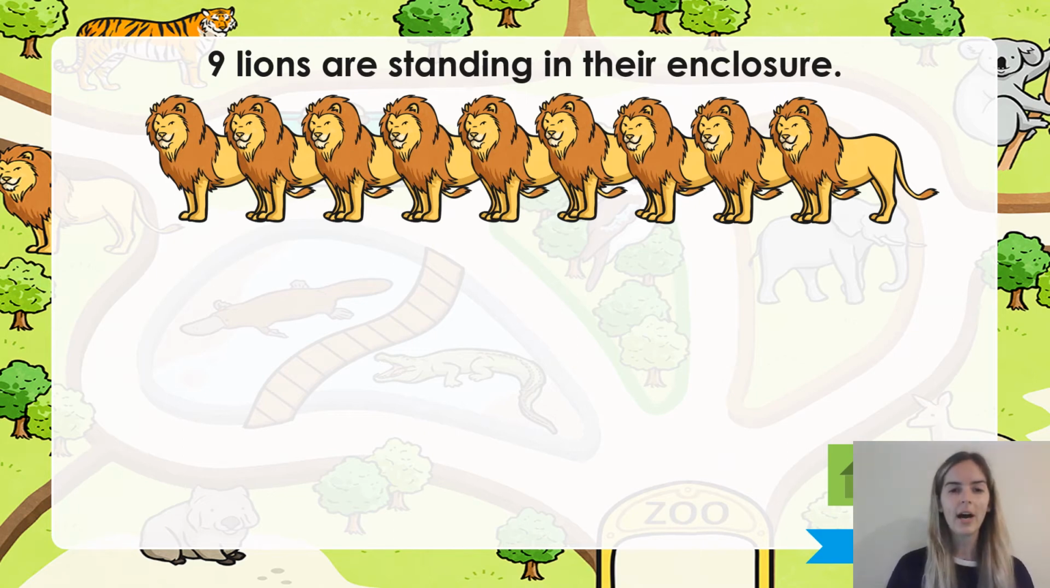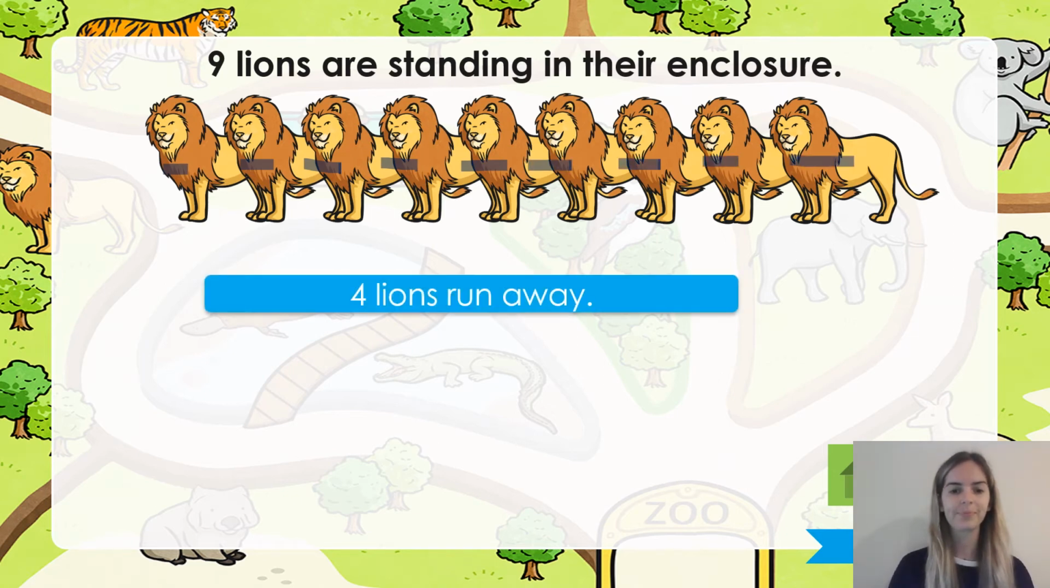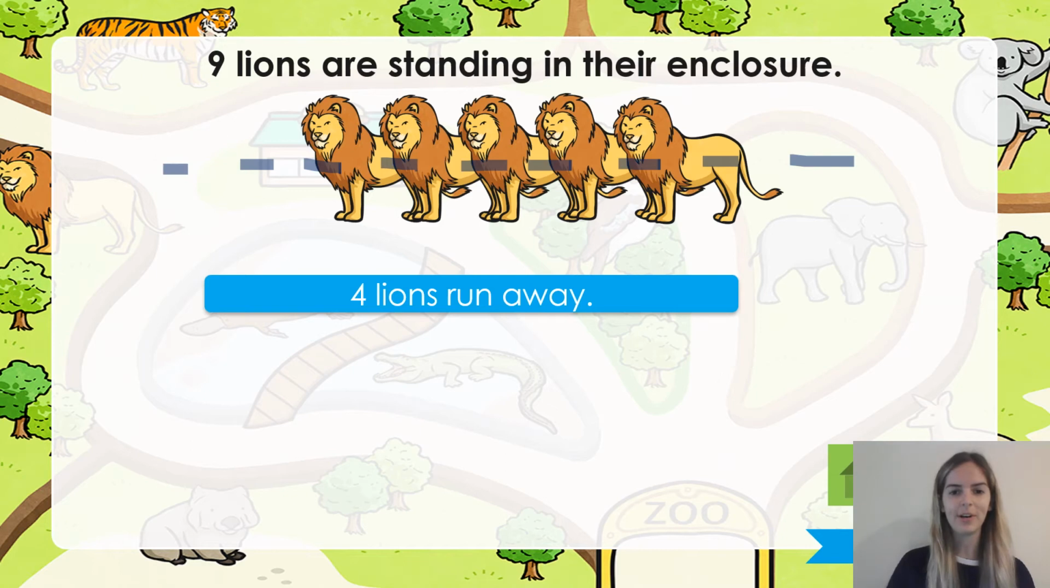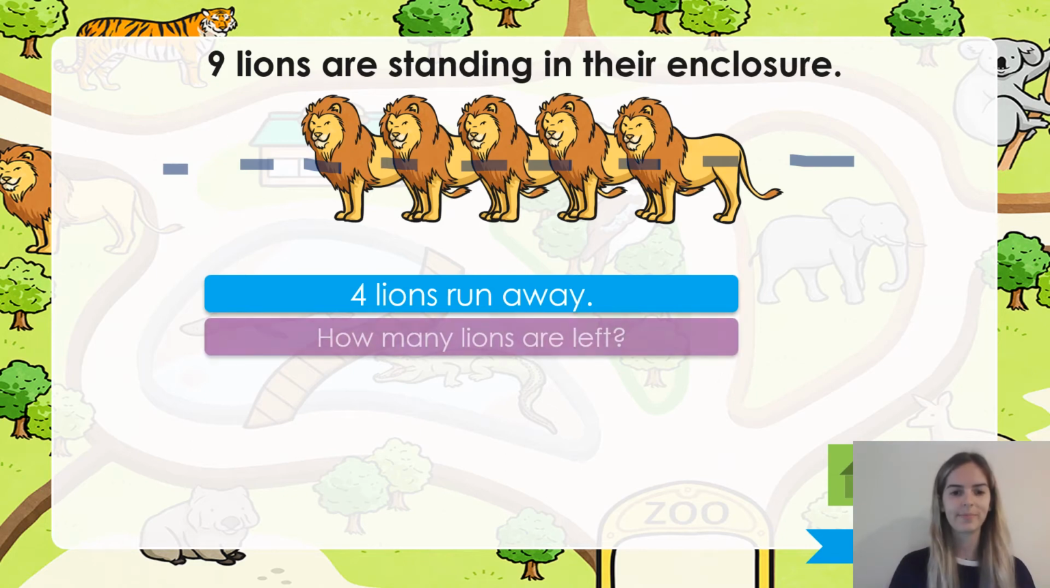Okay. 9 lions are standing in their enclosure. So let's count them. We've got 1, 2, 3, 4, 5, 6, 7, 8, 9. 4 lions run away. There we go, my 4 are gone. How many lions are left?